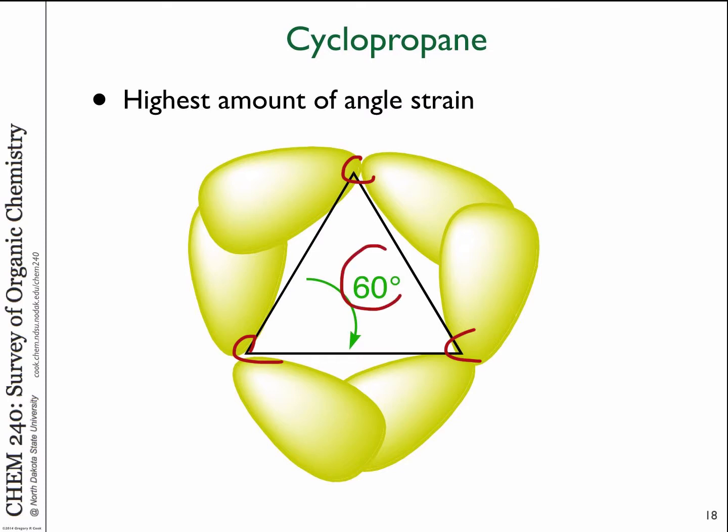Actually, even 60 degrees compared to what it wants to be, if these are sp3 hybridized, 109.5 degrees, that's a huge difference from what the optimal angle should be. Huge difference. That's why the 3-membered ring has the highest amount of ring strain, because angle strain makes up a huge amount. So much so that if we actually calculate the orbitals and how they overlap, they're not perfectly end-to-end. They actually can't even adopt 60 degrees. They're actually bent a little bit. And so it's not optimal overlap.